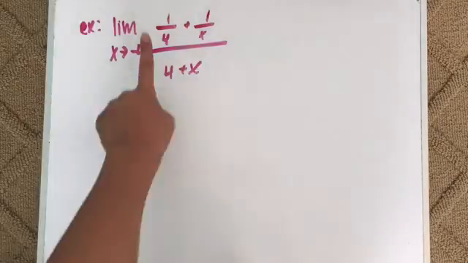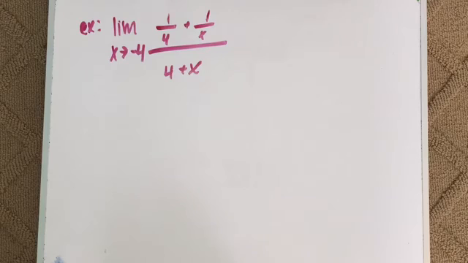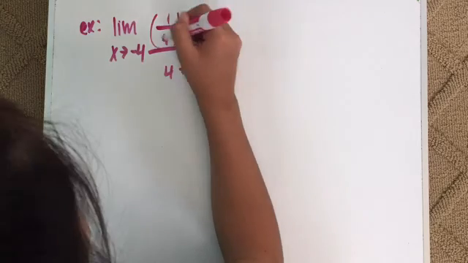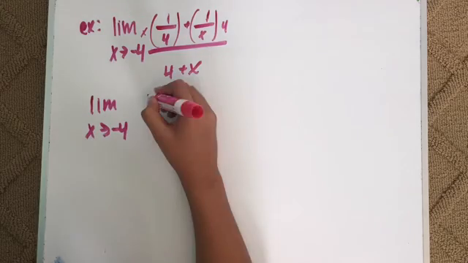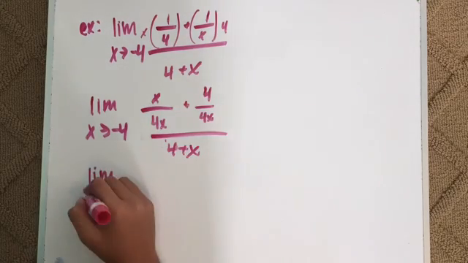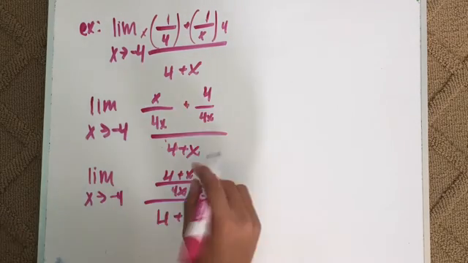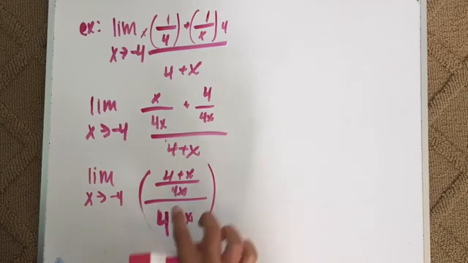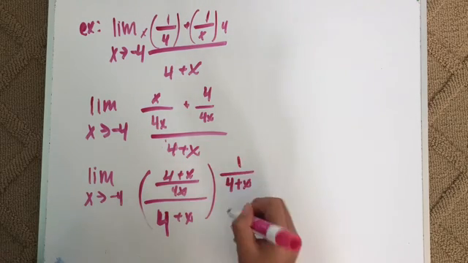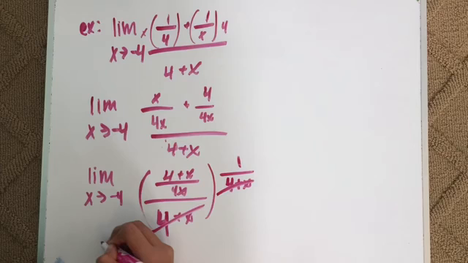Let's try another one. The limit as x approaches negative 4 of 1/4 plus 1 over x, all over 4 plus x. Looking at the numerator, we can multiply both sides by the least common denominator, and then we simplify. Then we simplify it to 4 plus x over 4x, all over 4 plus x. Then we can multiply it by 1 over 4 plus x.